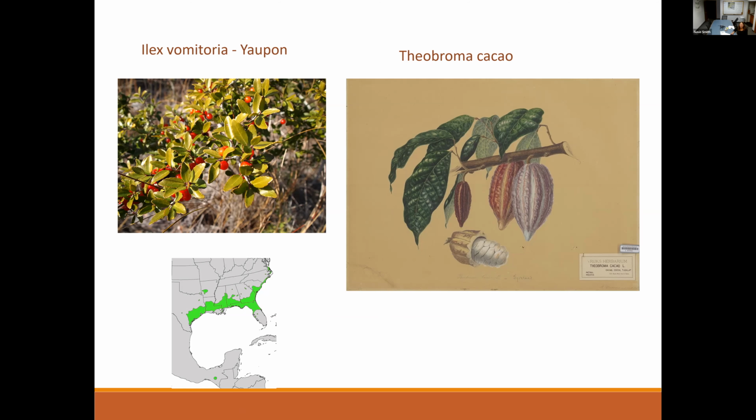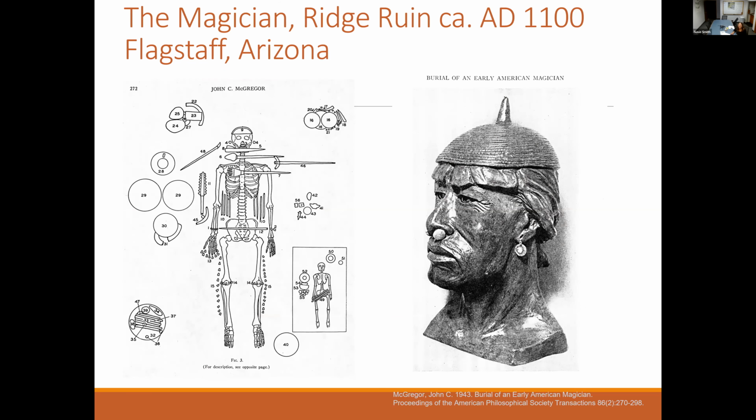Almost my last slide coming up here. We have to at least mention the Magician Burial. This is a Flagstaff archaeological site, Ridge Ruin. It's east of Winona. The excavations were done in the 1930s. John McGregor was the field director for this project, and they uncovered this burial of an adult male.